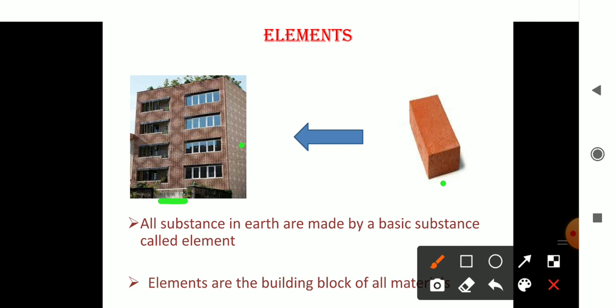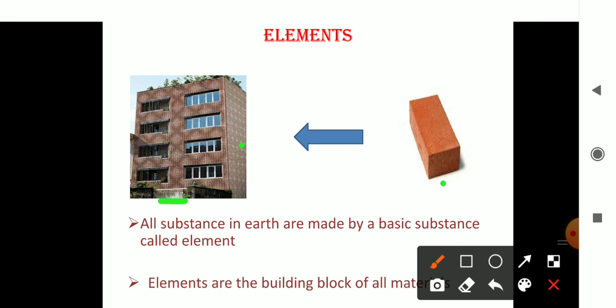So what is the fundamental unit of this building? Bricks are the fundamental units of this building. Likewise, all the substances, which means whatever matter we have around us, their fundamental particle is element. Is it clear? Whether it is a human body, a ball, a cat, a plant, or whatever it may be, what is their fundamental particle? The fundamental particle of matter is element.